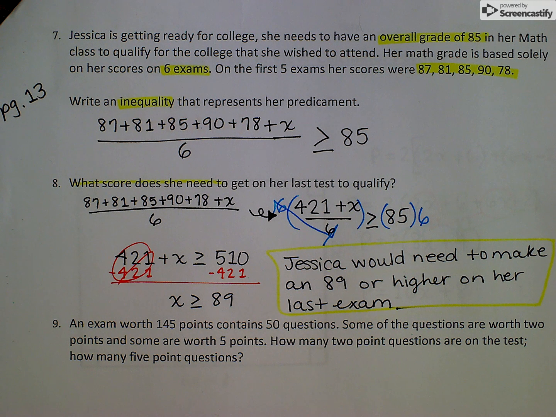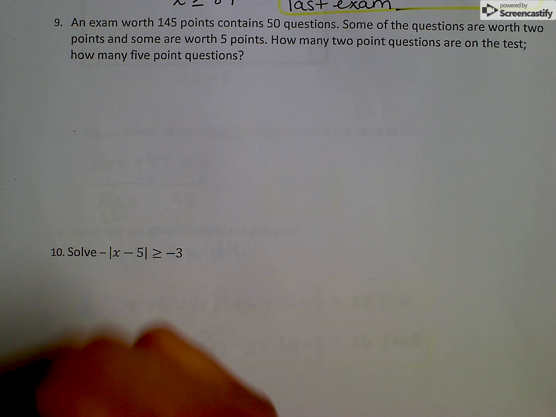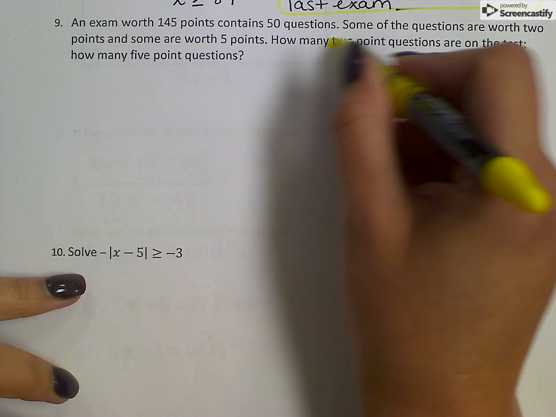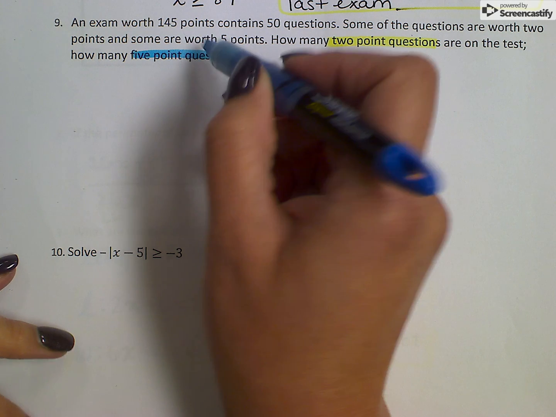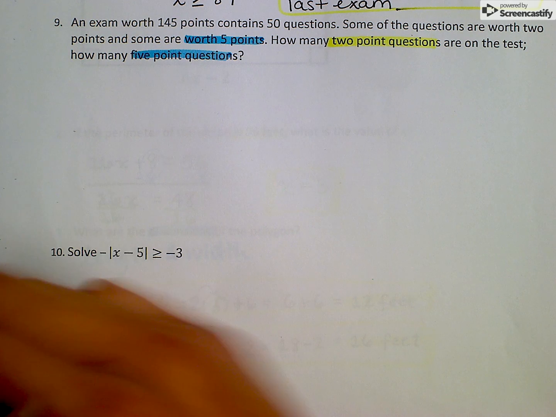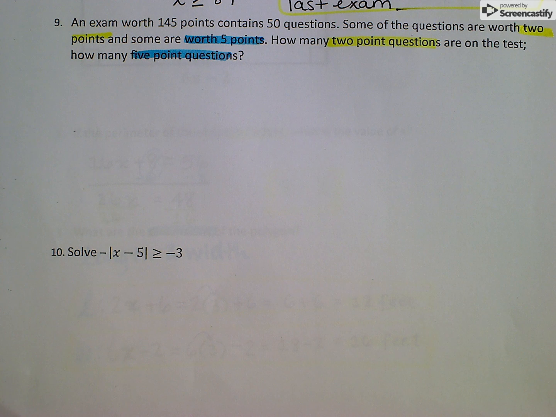Last question, number 9. Last word problem, number 9. After reading through the problem, I recognize that I have 2 different things that they want me to solve for. So that leads me to believe that I have 2 variables. So I'm going to use 2 different colors because they want me to identify the number of 2-point questions on the test as well as the number of 5-point questions. I would assume that some are worth 5 points because they're maybe more difficult, and the others are a little bit easier, so they're only worth 2 points.